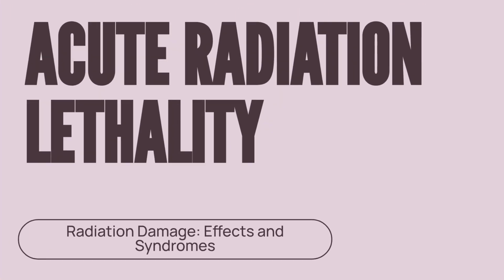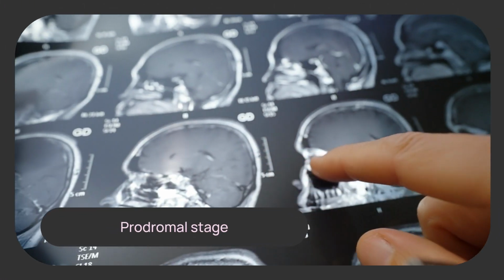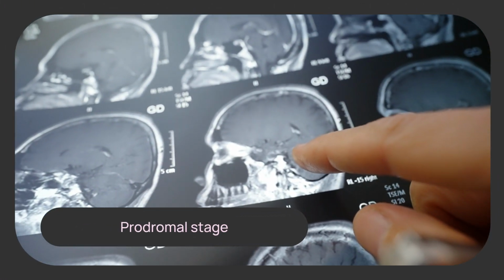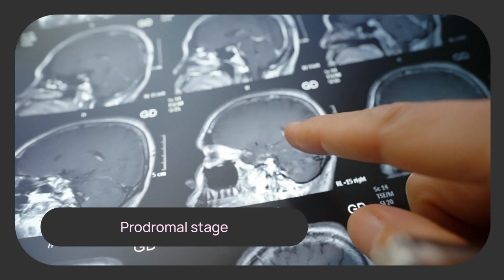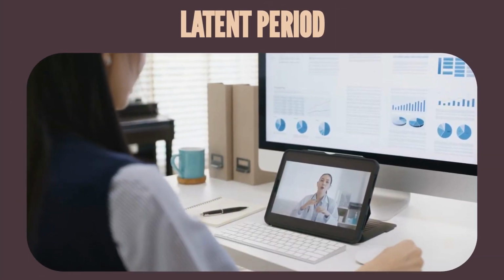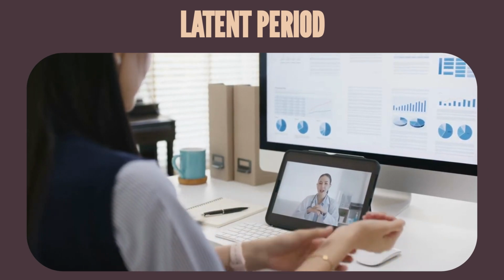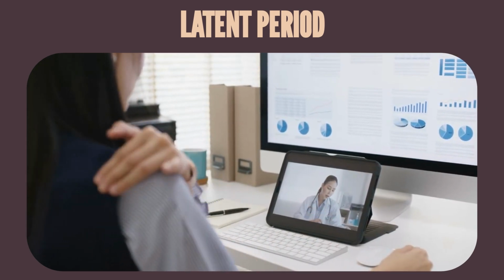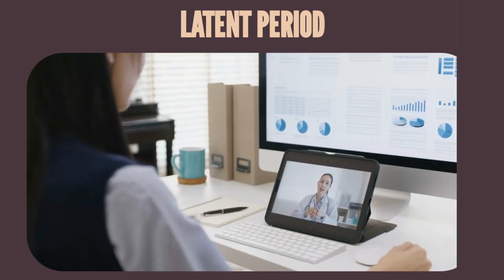Acute radiation lethality is a complex process that unfolds in two distinct stages after a significant radiation exposure. The first is the prodromal stage, which occurs within hours to days after exposure. Symptoms include nausea, vomiting, diarrhea, and fatigue, indicating the body's immediate reaction to the radiation. Following the prodromal stage is the latent period, where the individual may appear to recover and symptoms subside. However, internal damage continues, leading to the later onset of severe symptoms or death.